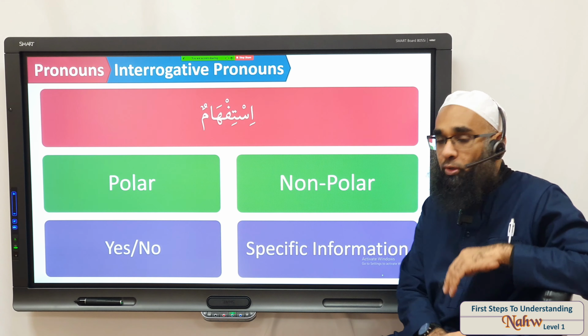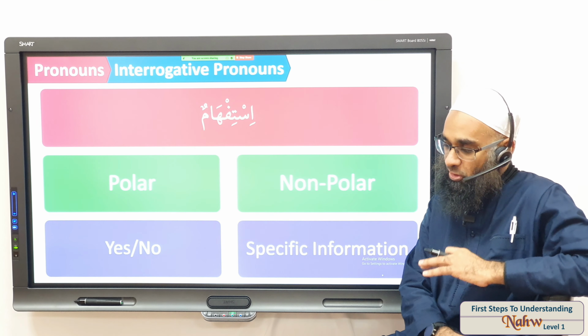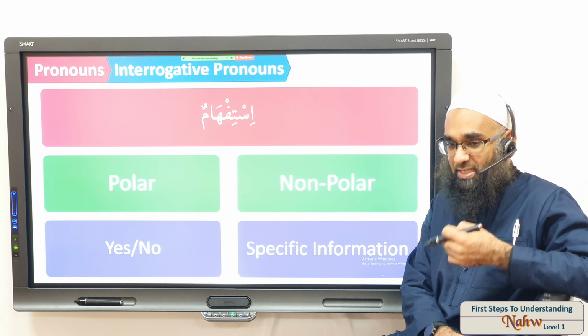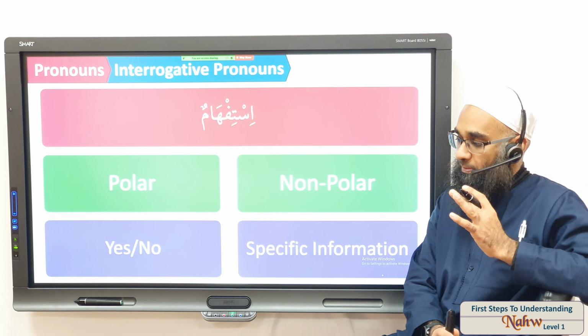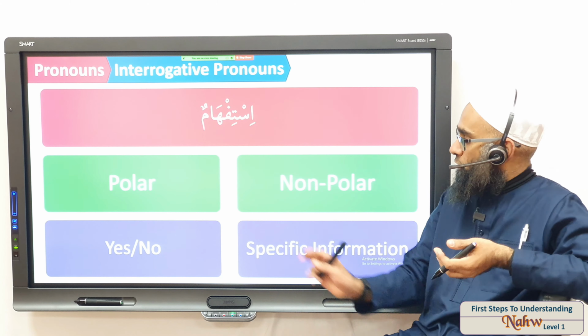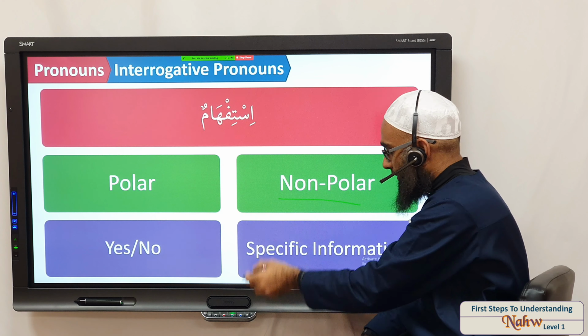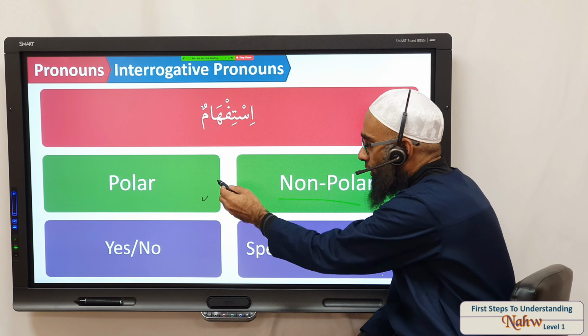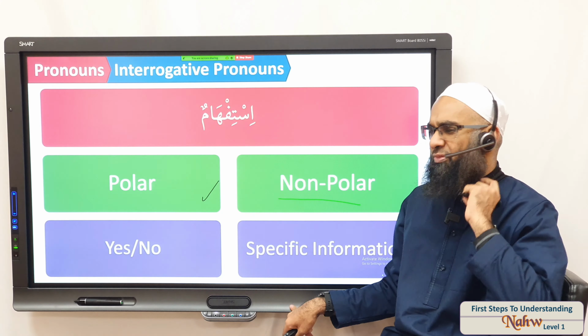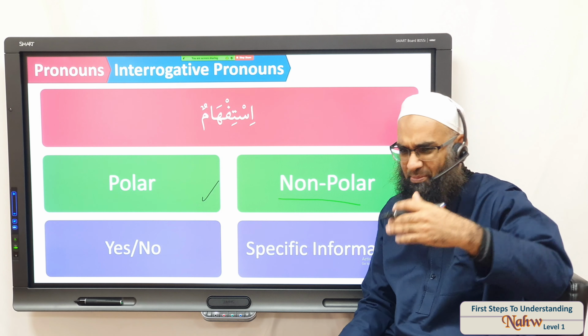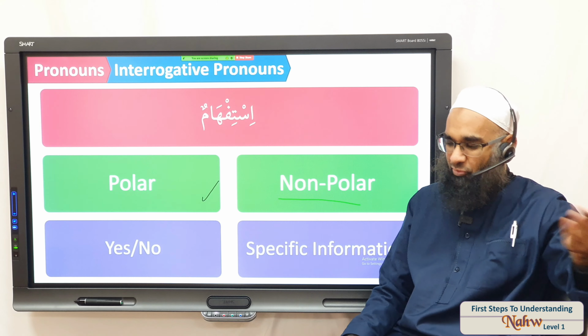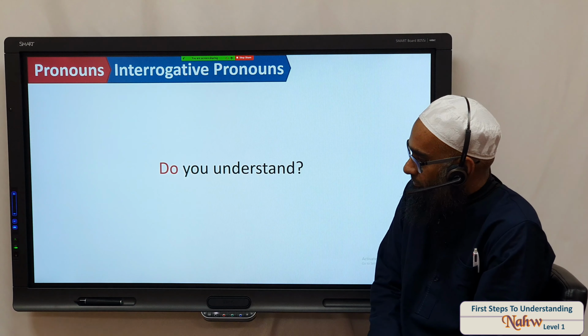Or you can have a non-polar question. And a non-polar question requires a specific piece of information. You can't just say yes or no. So we'll discuss non-polar later on. For now, we're going to discuss the polar questions. And this is quite easy. You may have done it in our other books already. And once you've done the difficult structure so far, this is very easy.